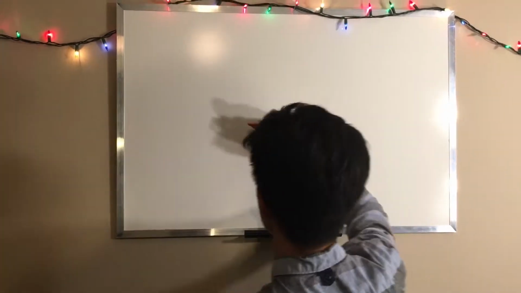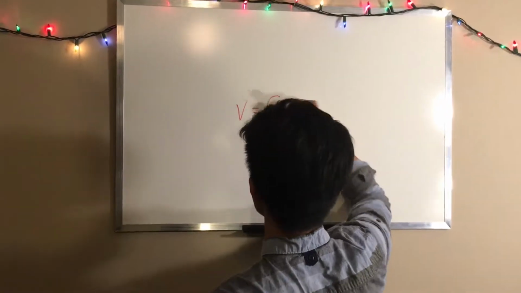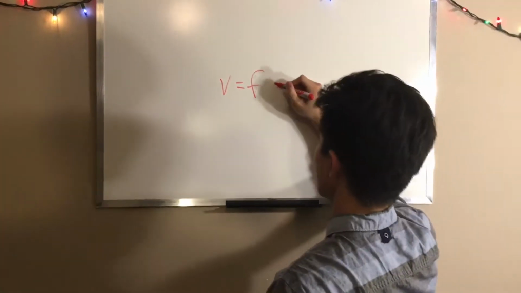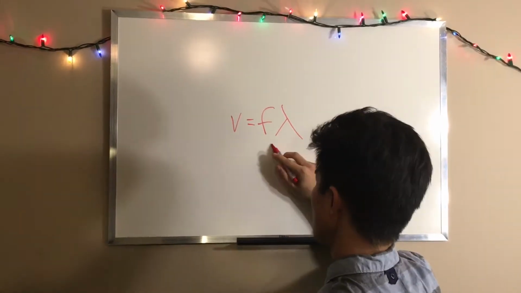So all waves have speed. This can be determined using this equation. Speed is determined by the frequency of the wave multiplied by the wavelength, which is lambda.